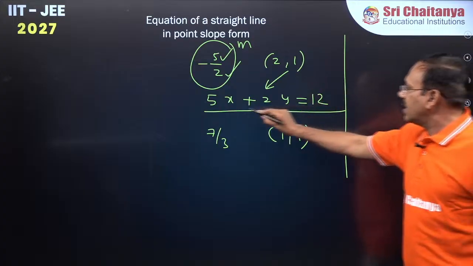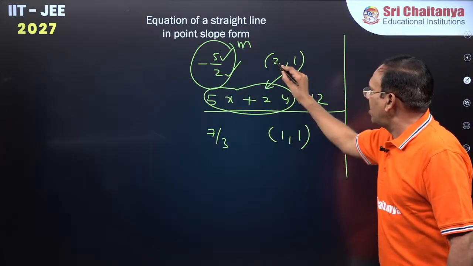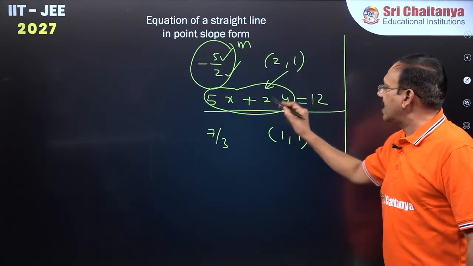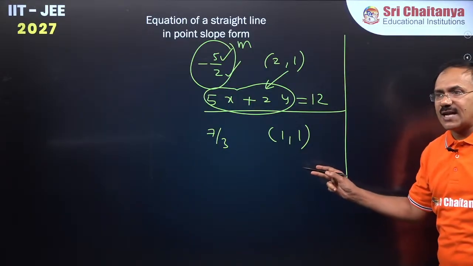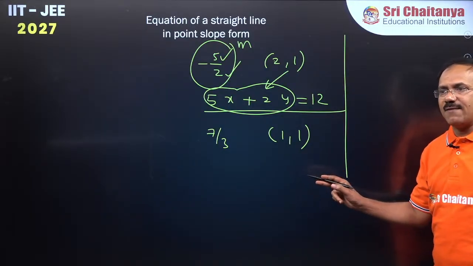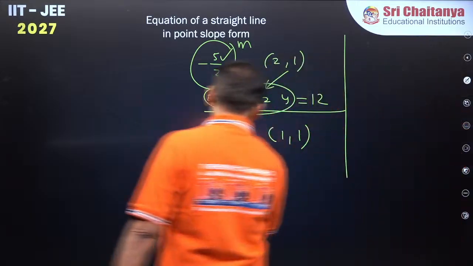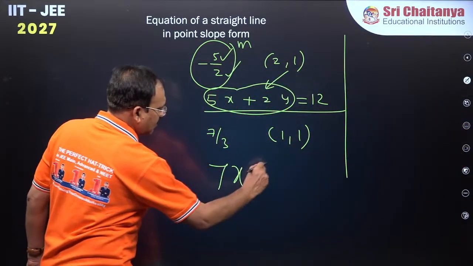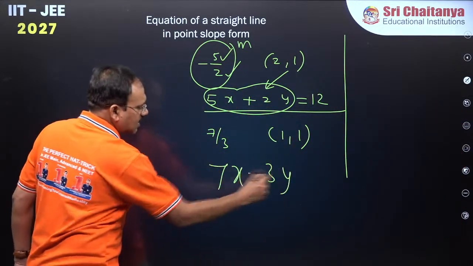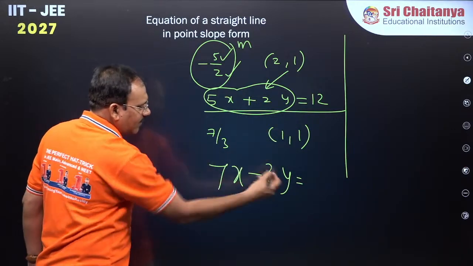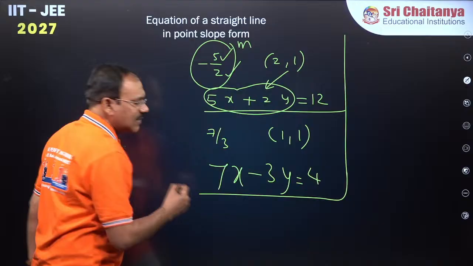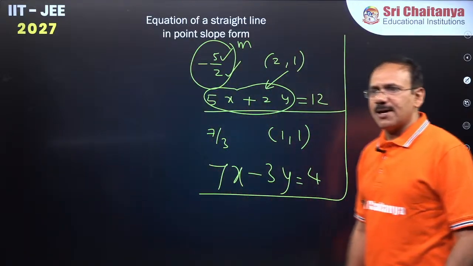Y is 12, which means in this part you substitute this point. X is 2, y is 1. 10 plus 2, 12. Got it? What is the answer for this, guys? Yes, Pranavi has given the answer. 7x, this is numerator. 3y, since it is positive, put minus. Put 1 comma 1, x1, y1: 7 minus 3, 4. That's the answer. Super, dear students.